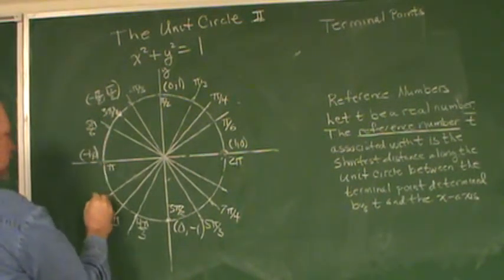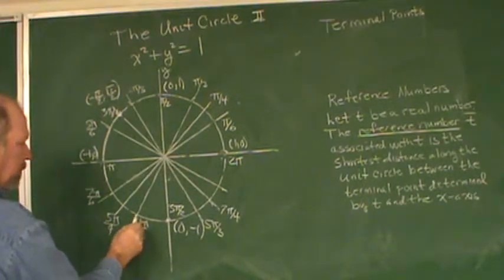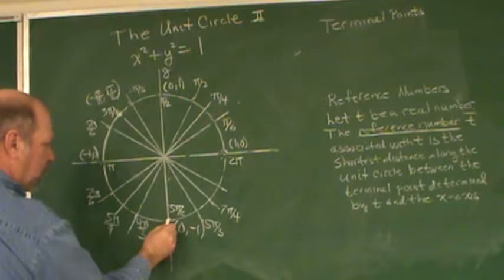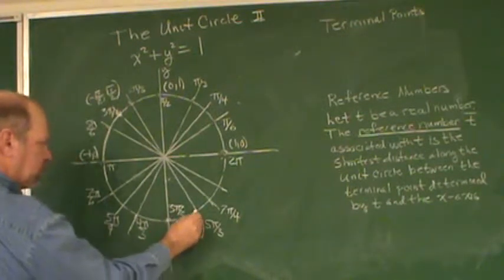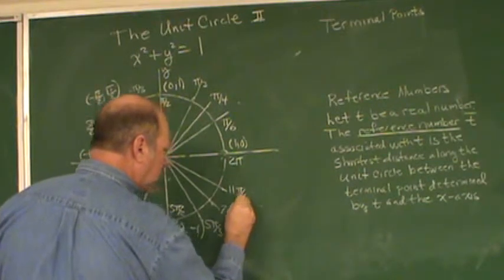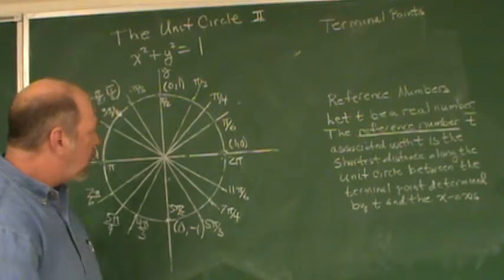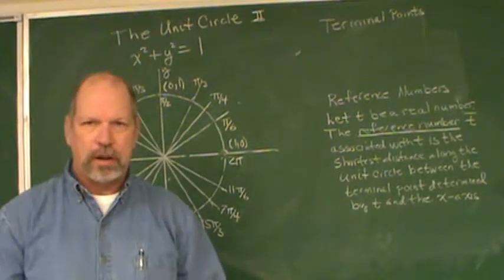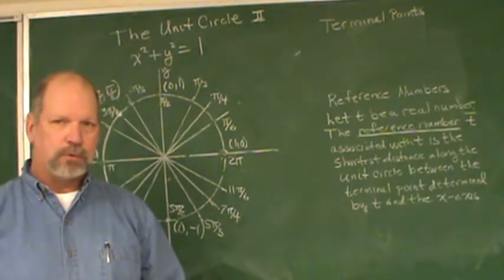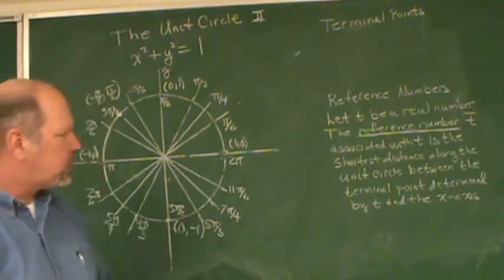6 pi over 6. 7 pi over 6. 8 pi over 6. 9 pi over 6. 10 pi over 6. 11 pi over 6, and then finally 12 pi over 6. So now we've got all our special ones, not all of them, but just the special ones, defined on our unit circle.